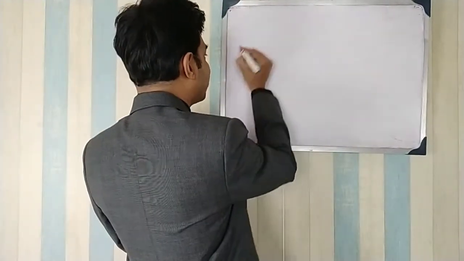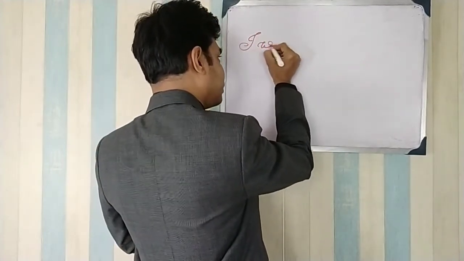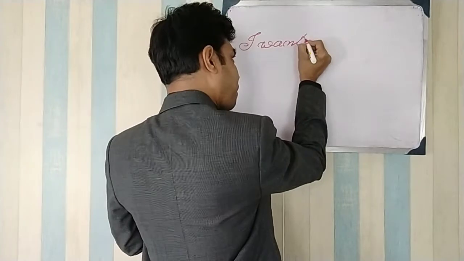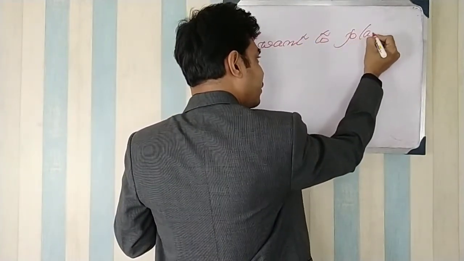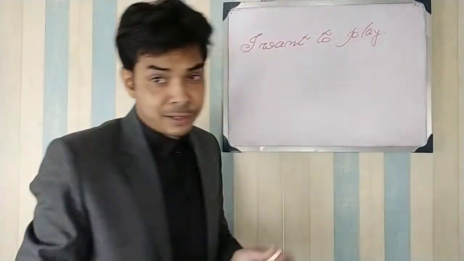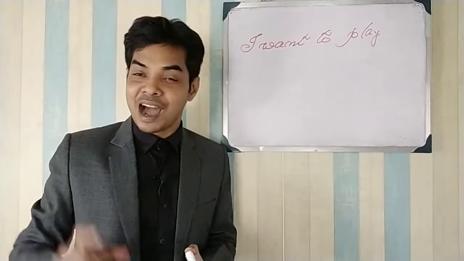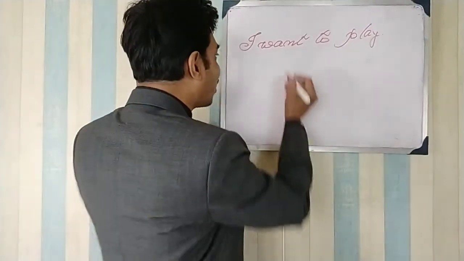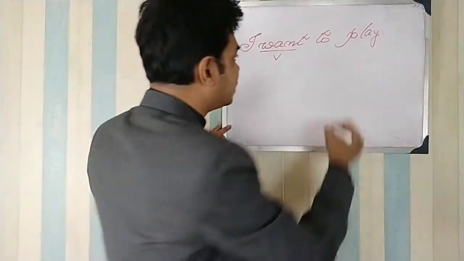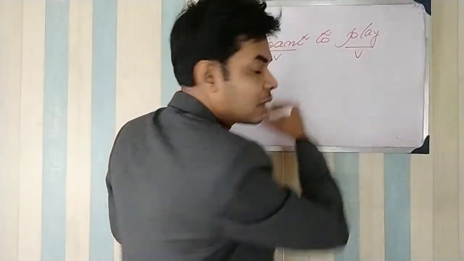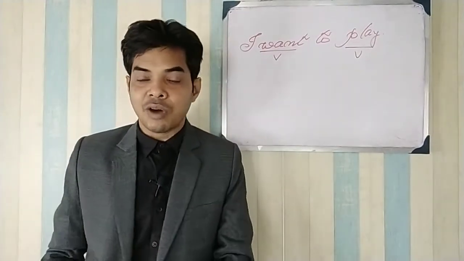We get 'to' plus verb, like: I want to play. You don't want to learn anymore, you want to play. So when you say I want to play, here 'want' is a verb, and 'to play' is also a verb. Now the question is, which one is the finite verb?